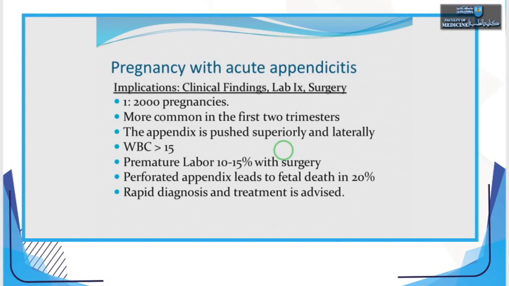Premature labor can occur in 10 to 15% with surgery. Perforated appendix leads to fetal death in 20%. Rapid diagnosis and treatment is advised. In pregnancy with suspicious acute appendicitis, you will use for imaging the ultrasound first. But if the ultrasound is not conclusive, here you cannot use the CT. Here is the only situation where you are obliged to use magnetic resonance studies.